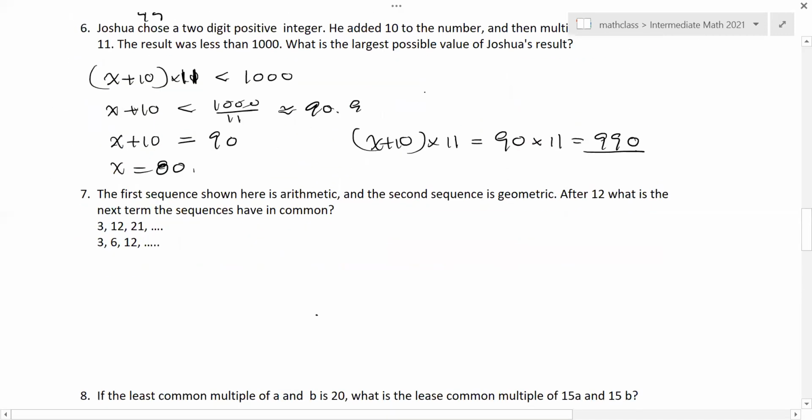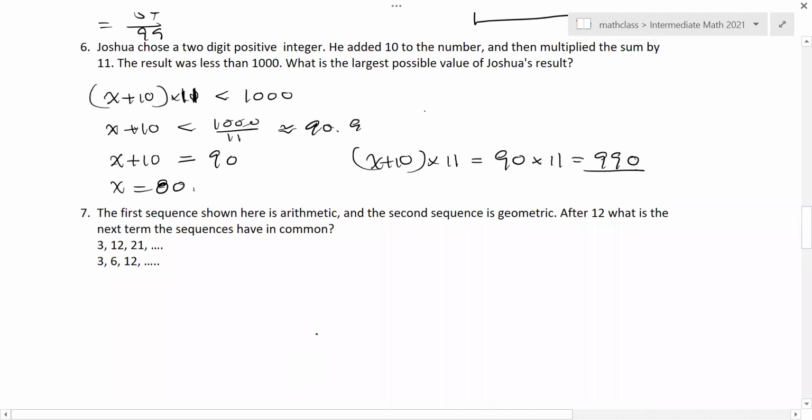Okay, so now the next problem. The first sequence shown here is arithmetic. The second sequence is geometric. After 12, what is the next term the sequences have in common? 12 they both have, right? Both contain 12. We already know that, we don't need it. So we're trying to figure out the next number.